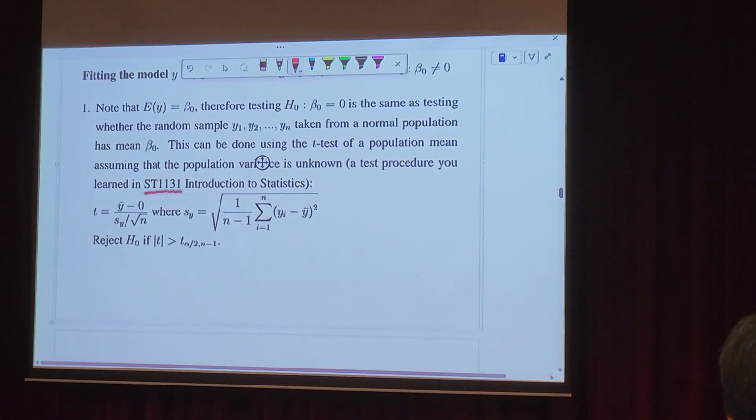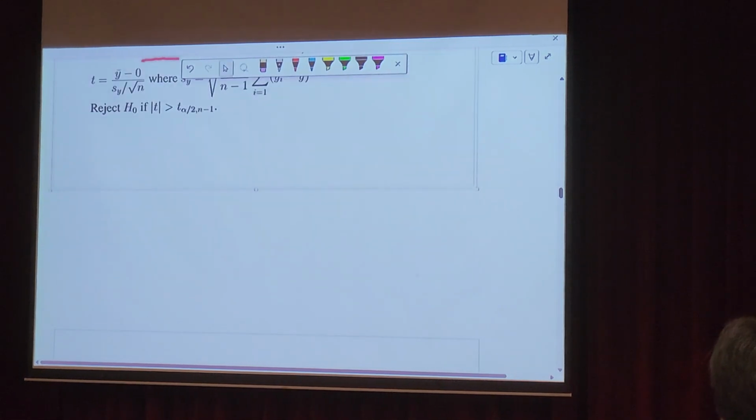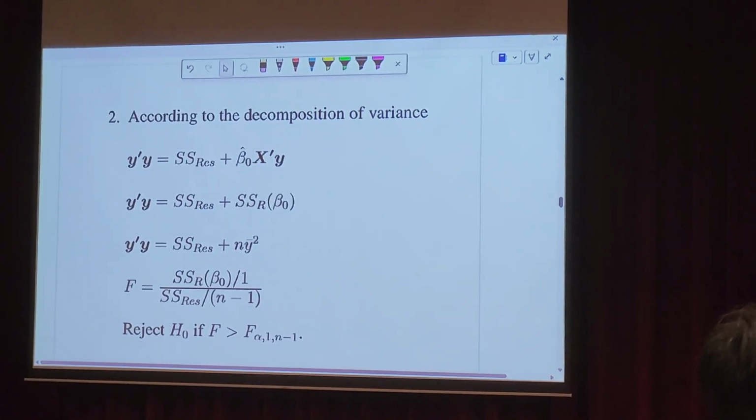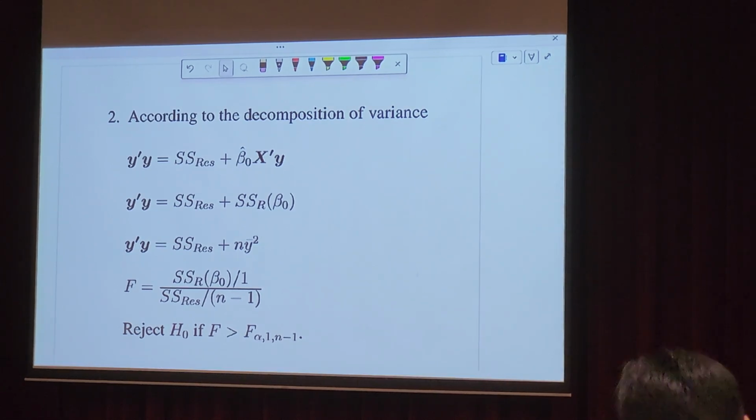Now, number 2 is, can we do the test according to the decomposition of variance or not? By the way, we've been using decomposition. I was talking about decomposition of variance to test the overall model, right? Can we use the same idea to test beta naught, whether it is equal to 0 or not? And the answer is definitely yes.